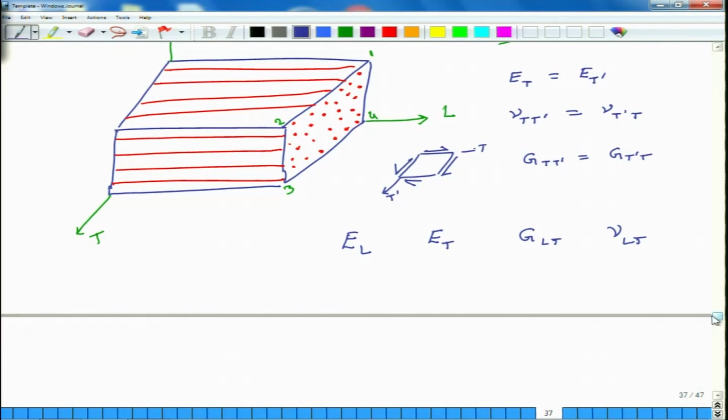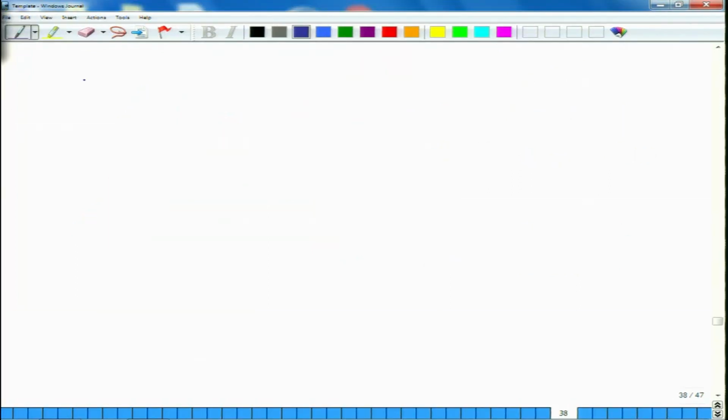So, what we have learned so far is how to compute EL and how to compute ET. So, the next 2 relations which we will discuss are the relations for the Poisson's ratio and the shear modulus, okay, the shear modulus and the Poisson's ratio. So, let us just look at the relation for shear modulus.